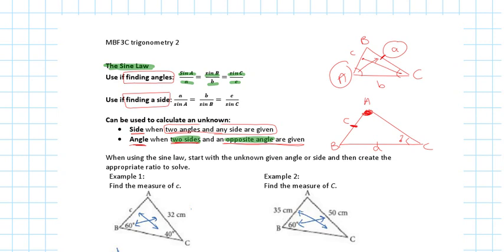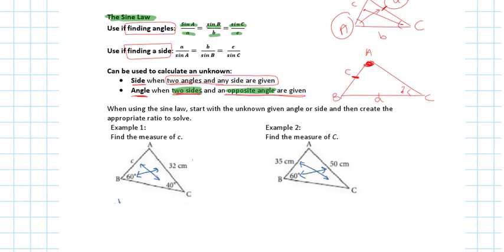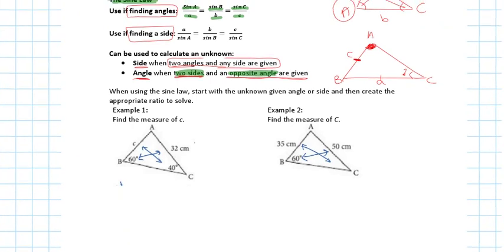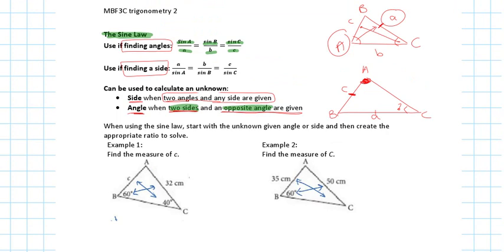Now, when you're using one of these formulas, you're going to have to use only two of the ratios. So in this case, for example, I'm going to use A and C, because I know A and I'm looking for C. So I only use A and C. I don't need to use the B. You only use two of the ratios. If I give you A and B, you use only the A and the B. If I give you B and C, you only use the B and C. So you only use two of the ratios. Okay? Let's see how to solve. When you look at examples, it will make more sense.